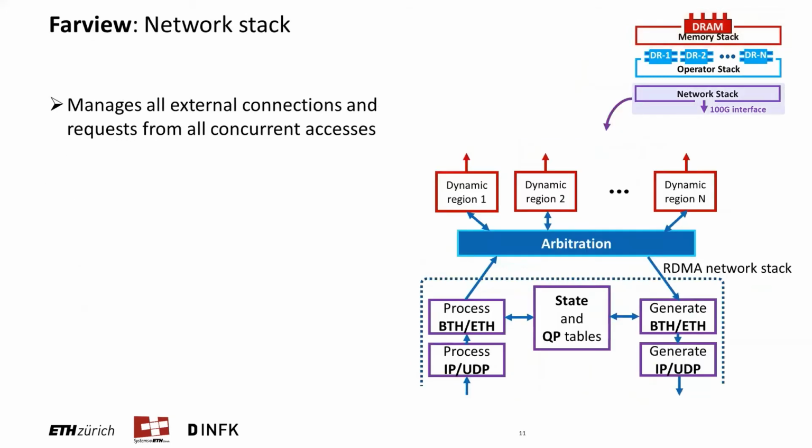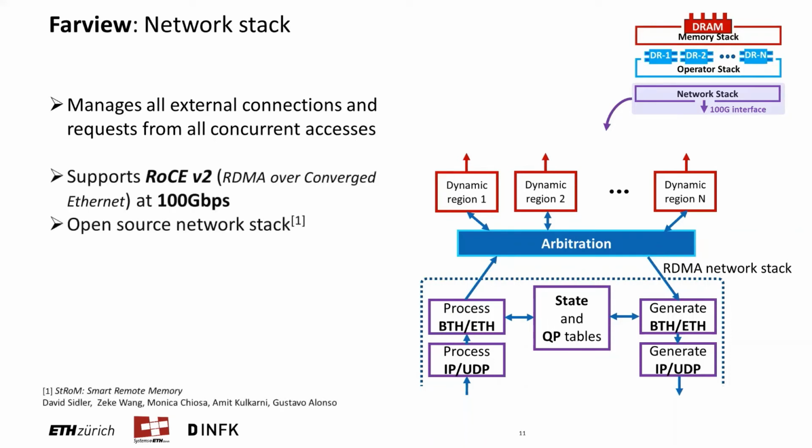Now, the network stack manages all external connections and requests for all concurrent accesses. The network stack supports RoCE v2 at 100 gigabits using the open source network stack developed in our group. The stack is extended with out-of-order execution and fair sharing to support multiple dynamic regions.